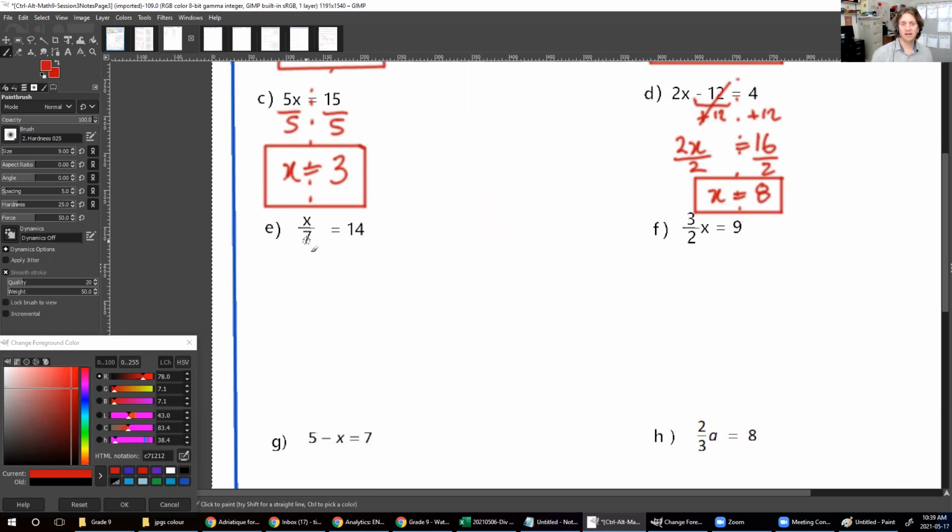Here we have x divided by 7 equals 14. What's the opposite of divide by 7? The opposite of divide by 7 is times by 7. So we're going to times both sides by 7.